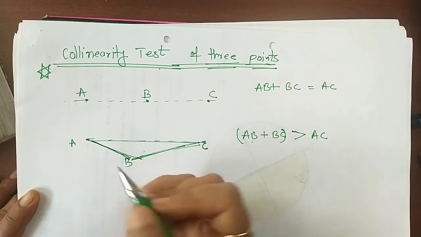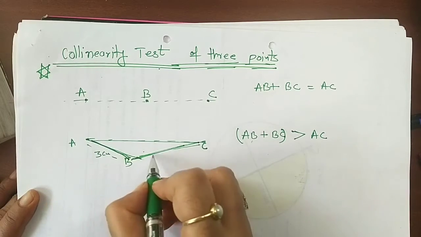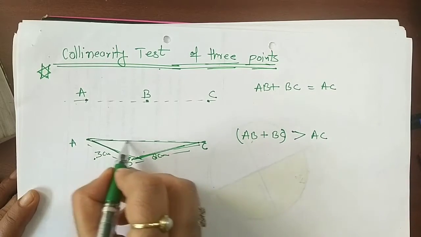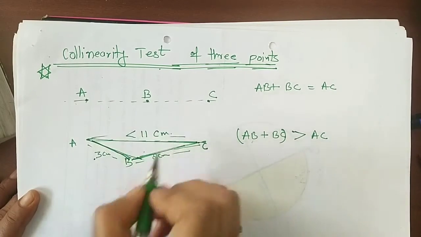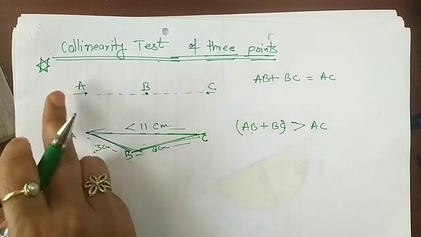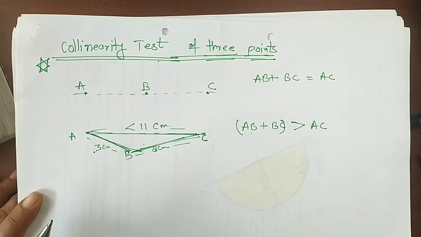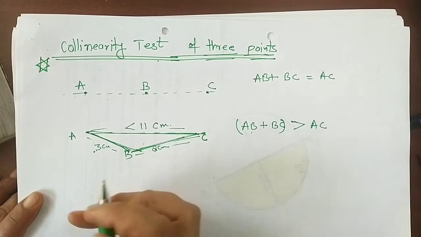Suppose I take randomly, say 3 centimeter, and this is 8 centimeter. So it is not necessary that 8 plus 3 is 11. This won't be 11. This side will always be less than 11 centimeter. So to prove the collinearity of 3 points, we have to check AB, BC and AC. Okay, so there is a question they have given.